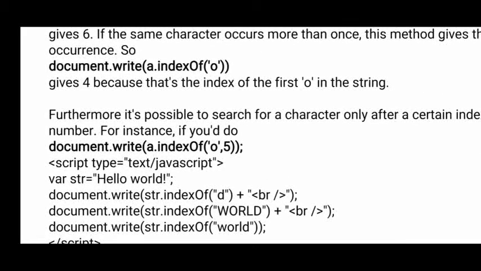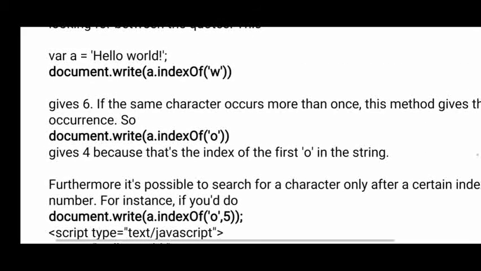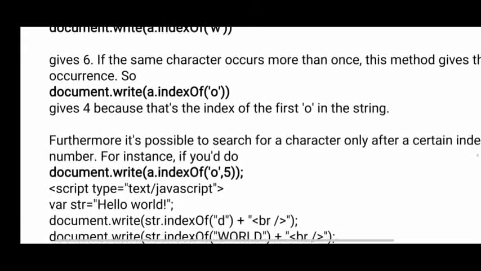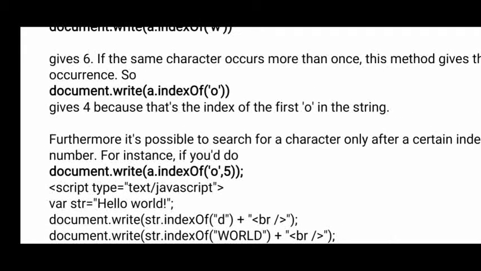Next, same index of O. Here, what is the index of the O? 0, 1, 2, 3, 4. Because index starts from 0, no? 0, 1, 2, 3, 4. So the index of O will be 4.